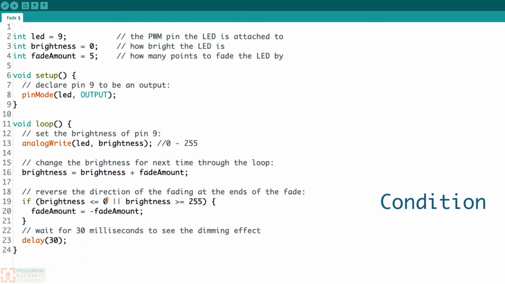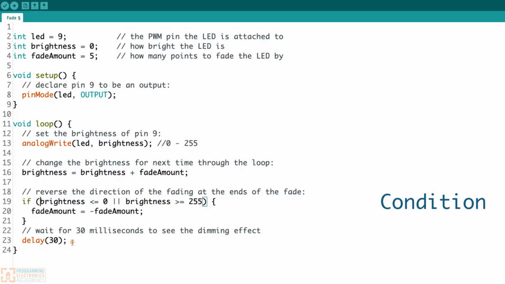Well, let's pretend we're the Arduino and let's evaluate this. So what did we say? We said brightness was 5. So is 5 less than or equal to 0? Nope, it's not. Okay, well, is 5 greater than or equal to 255? Nope, it's not. So that means we're just going to skip over this line of code right here the first time through the loop. Okay, so we've controlled our code flow based on a condition.